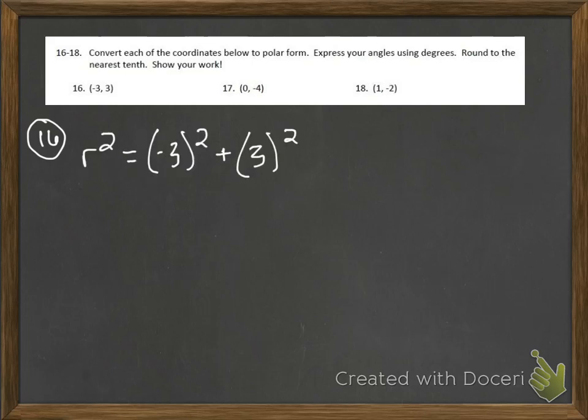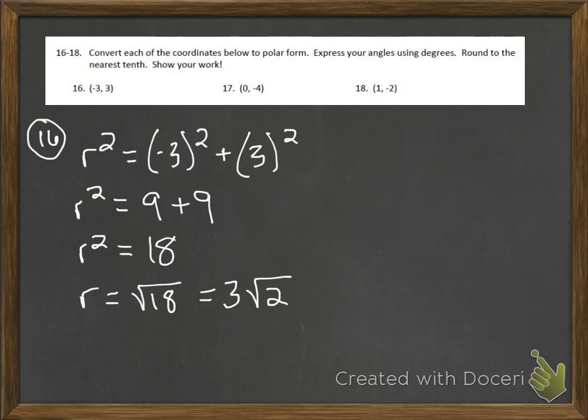First thing we want to do is find the r value, which we can do using the Pythagorean theorem. And so that gives us a result of 3 root 2. You can also leave it as the square root of 18. I have no preference as to whether or not you simplify your radicals.